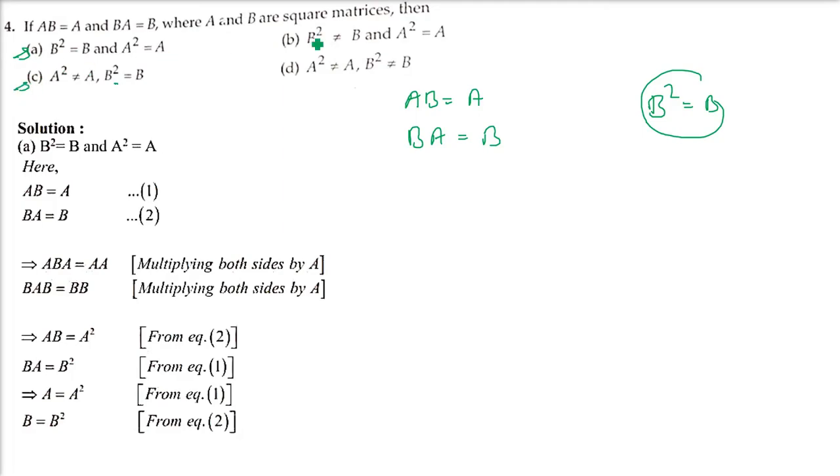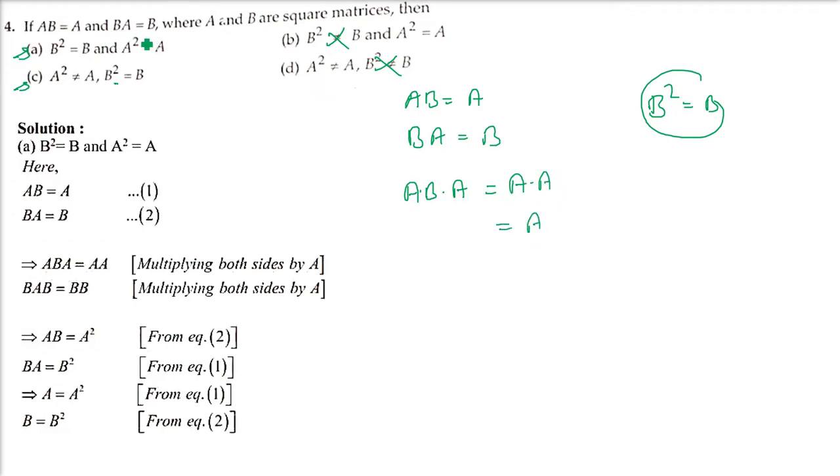It cannot be B and D, because we have just seen in the previous question that B square is actually equal to B. It is not equal to the other. So these options are incorrect. Now here, AB, we are multiplying A, means in the first equation.